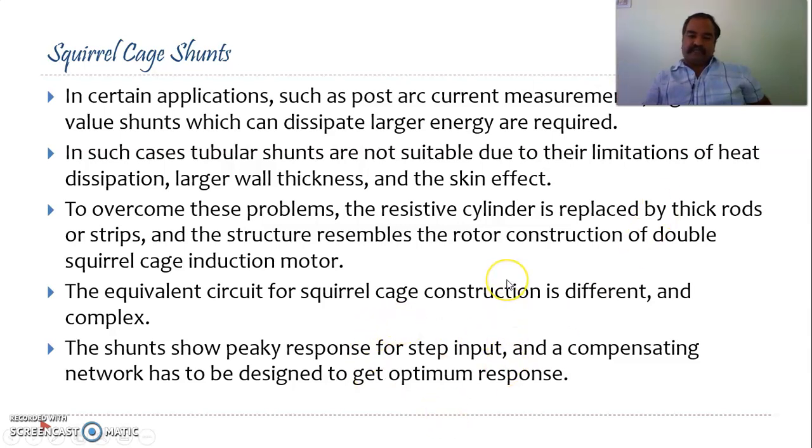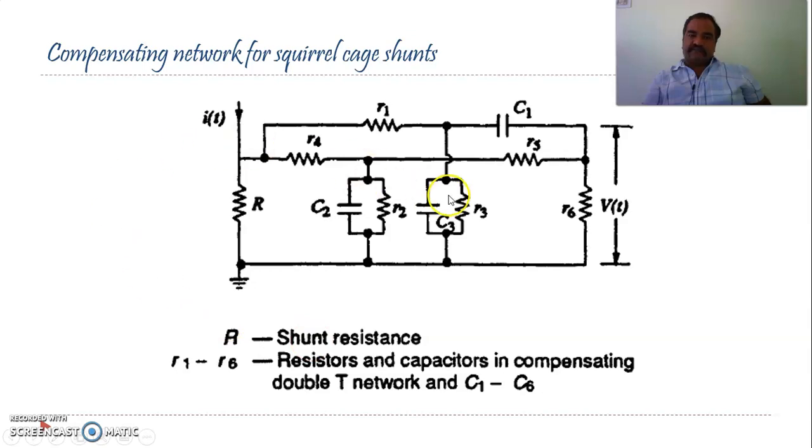So the equivalent circuit is similar to that of squirrel cage construction, and it will be different from that of your coaxial tubular shunt or park shunt. It will be a little bit complex. And there is a separate compensation technique which is required for these squirrel cage shunts, and this is your compensating network. They may ask you for 1 mark or 2 marks to draw the compensating network for squirrel cage shunts. You can draw this one.